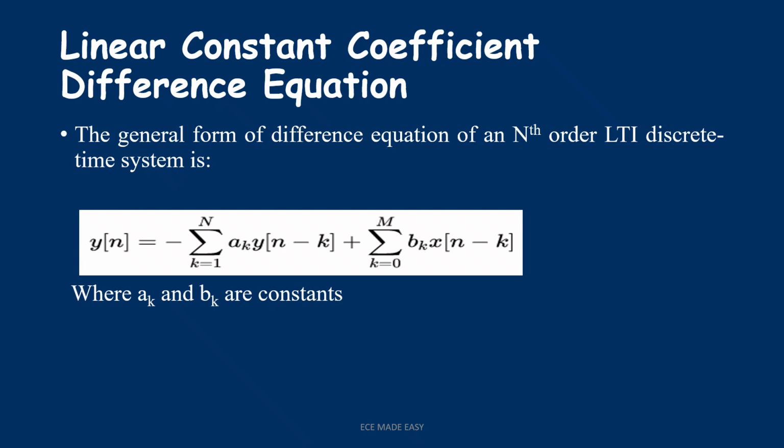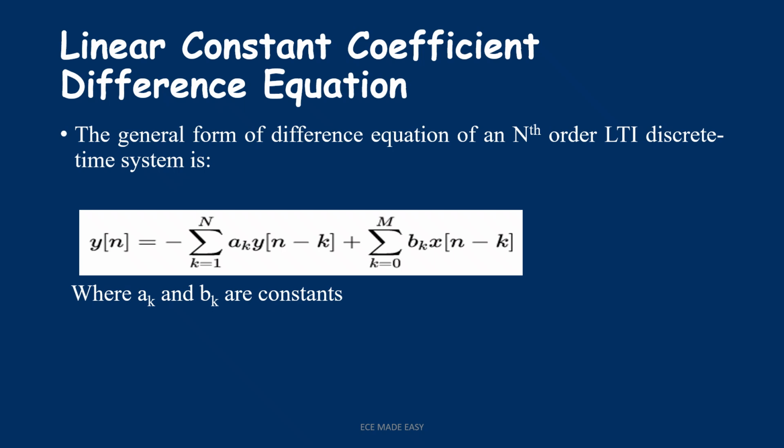Thus, the equation y of n at any instant of time is given as y of n equal to minus summation k equal to 1 to capital N a_k y of n minus k plus summation k equal to 0 to capital N b_k x of n minus k. This equation tells that the output y of n depends on the present input. For k equal to 0, it depends on b0 x of n, that is the present input.